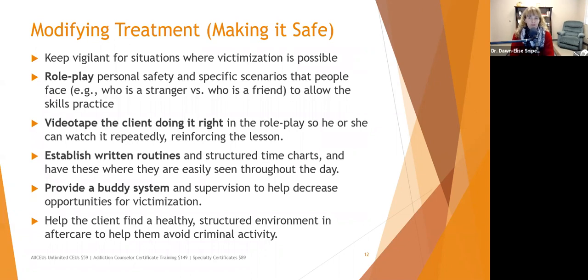Role play personal safety and specific scenarios that they'll face, like who's a stranger or who is a friend, to allow the skills practice. Role play specific scenarios like going to class for the first day or meeting somebody or just various things that we do in daily life. Go through your day and take notes of the different social interactions and different things that you did.